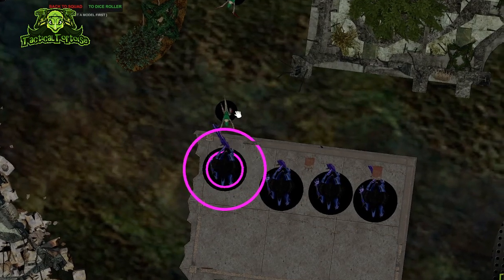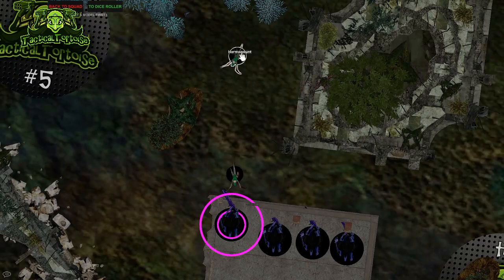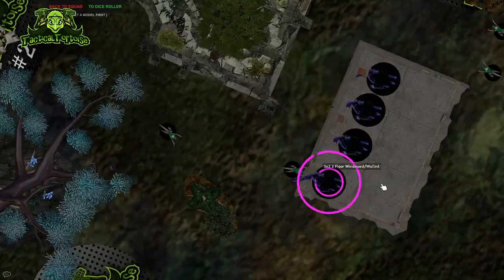So, for example, if this Hive Guard was positioned here, it would have to be placed 9 inches away from the Hormigant. So 9 inches looks like about that. But in order to make a charge, the Hormigant only needs to move here, which is only about 7 inches. That would be a 7-inch charge to actually get into range of that model.